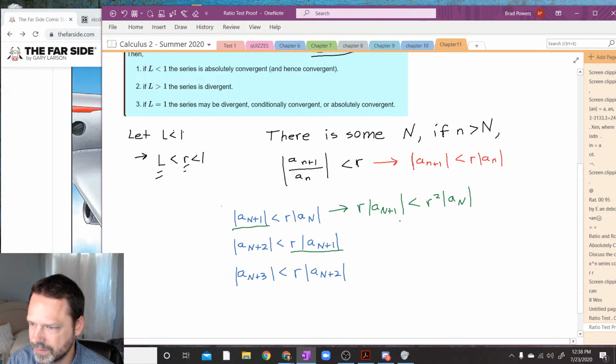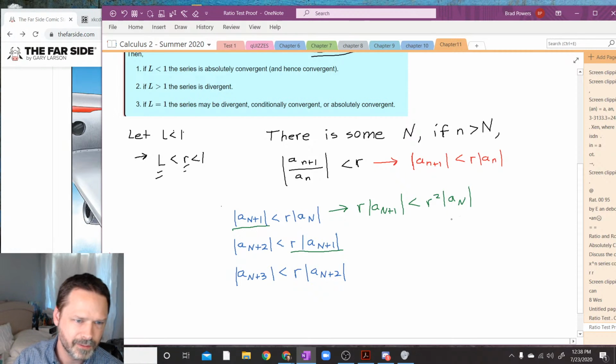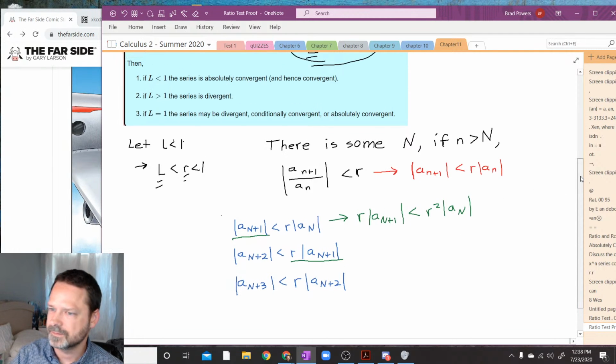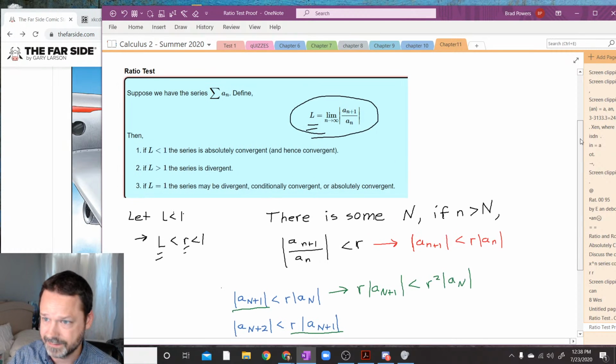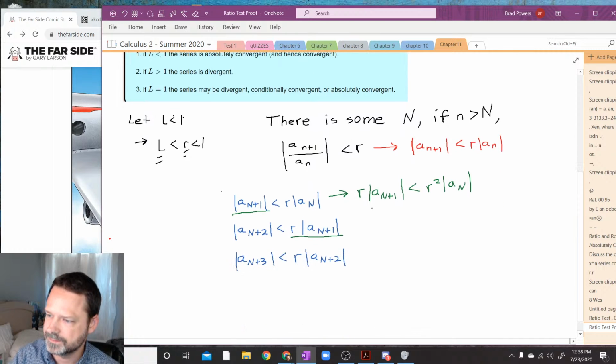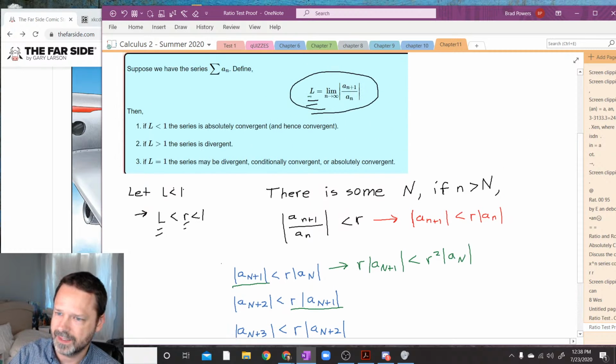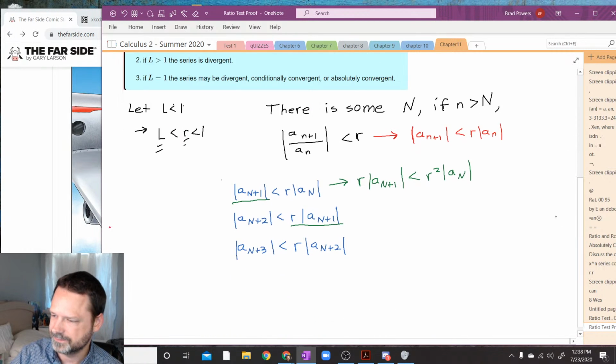Well, if it's 0, I think we're in trouble, right? Because then we'd have 0 is less than 0. That wouldn't be true. So we're assuming it's not 0. We're assuming that we're adding some terms here, so we're not going to get 0. Or even if L were 0, we're picking a number r bigger than that, so it doesn't matter. That's right. Okay. So we multiply both sides, and this would still be true.